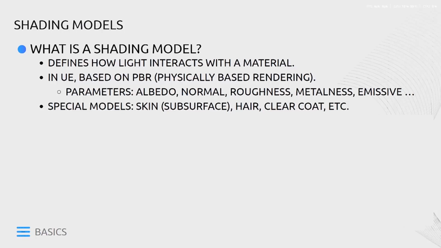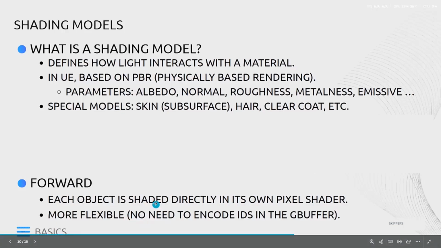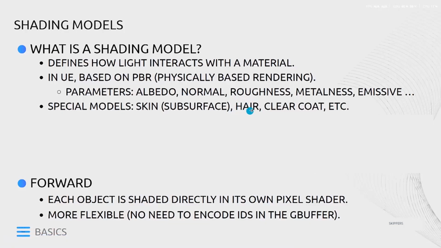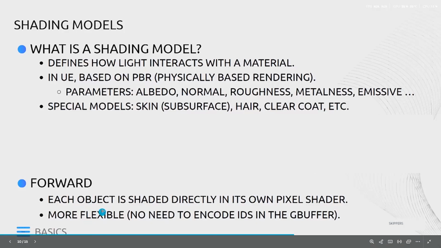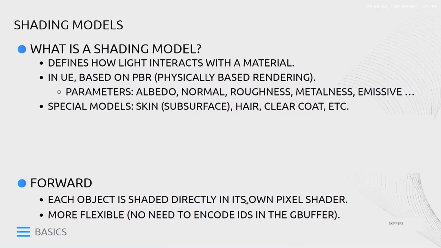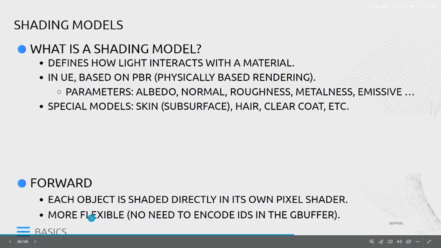Now, here's the difference. In forward shading, shading models are easy. Why? Because we calculate lighting per object. So in every object, we directly calculate all its data. If the object mixes hair shading with PBR shading, there's no problem. We just calculate it right away. There is no need to store anything for later calculations, for example.